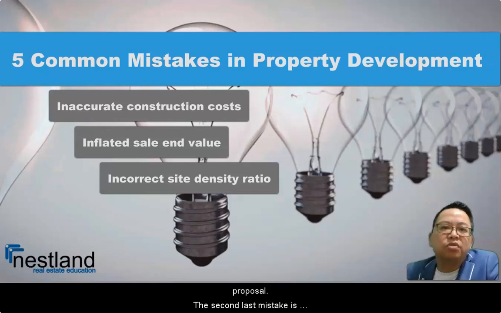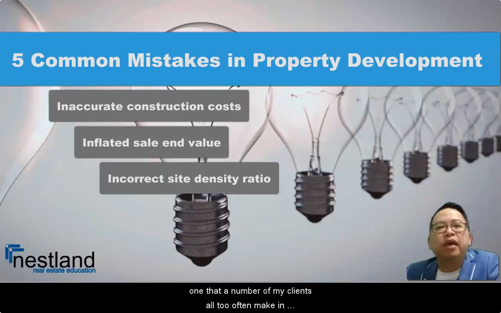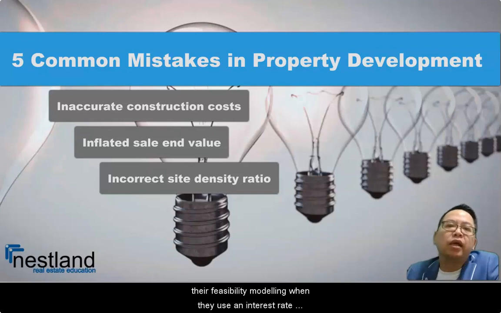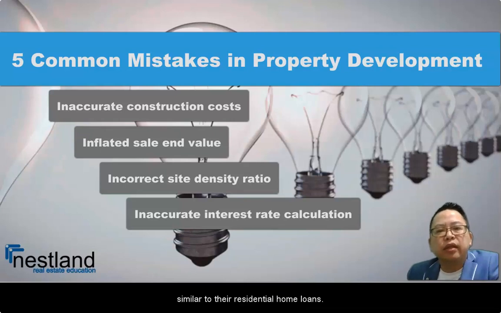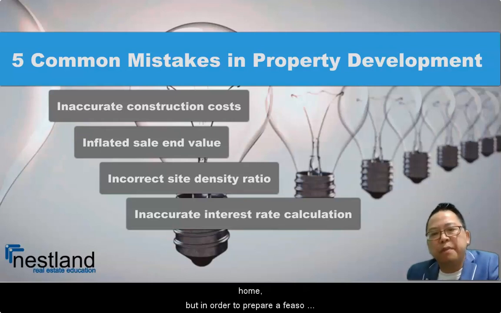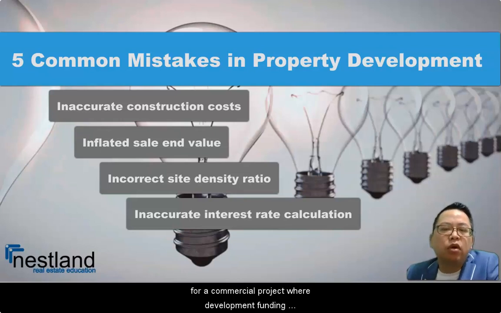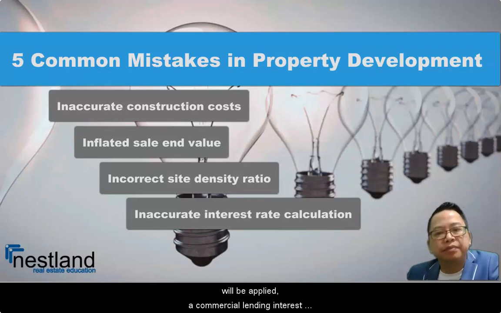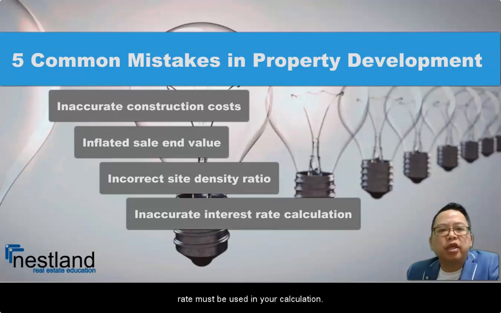The second last mistake is one that a number of my clients all too often make in their feasibility modeling when they use an interest rate similar to their residential home loans. Fair enough, this is the interest rate that they are being charged by their respective banks on their residential home. But in order to prepare a FISO for a commercial project where development funding will be applied, a commercial lending interest rate must be used in your calculation.